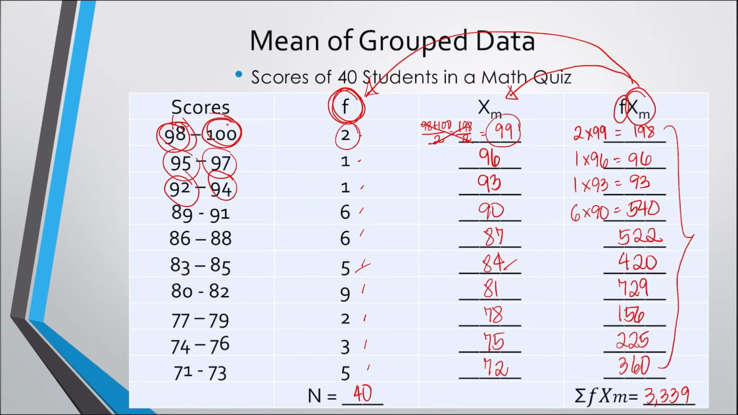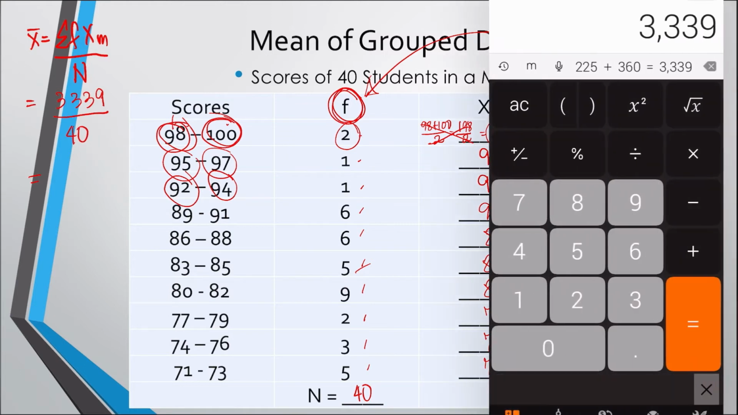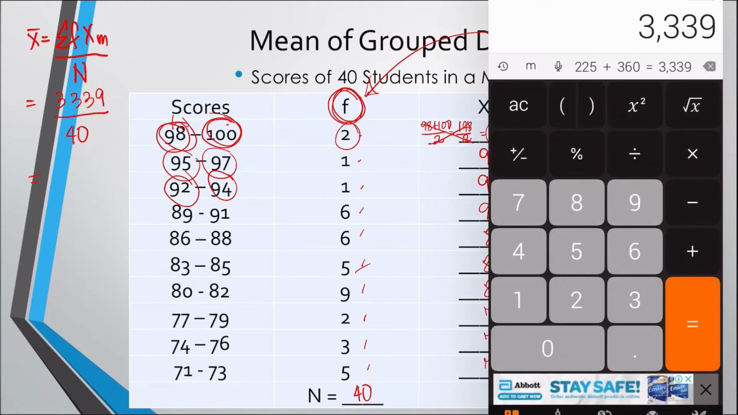Okay. Now, nakuha na natin ang summation ng fx sub m at i-remind natin o balikan natin yung ating formula. So, yung formula is mean equals summation of fx sub m over n. So, summation ng fx sub m ay 3,339 over yung n is 40. That is equal to 3,339 divided by 40 is 83.475. Yun ang ating mean.